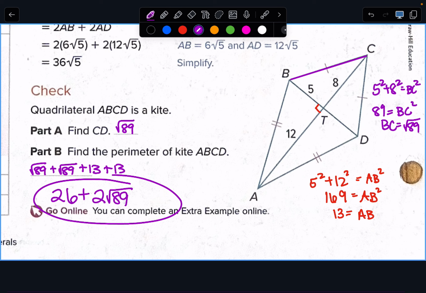Fair enough? That's easy. I don't like how in geometry our answers are plus. You're really going to love chapter 9. After the midterm, we're going to do chapter 9, which is right triangle trig, and we're going to have a lot of square root answers.